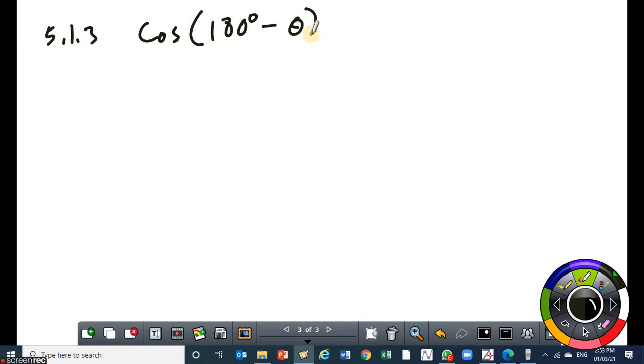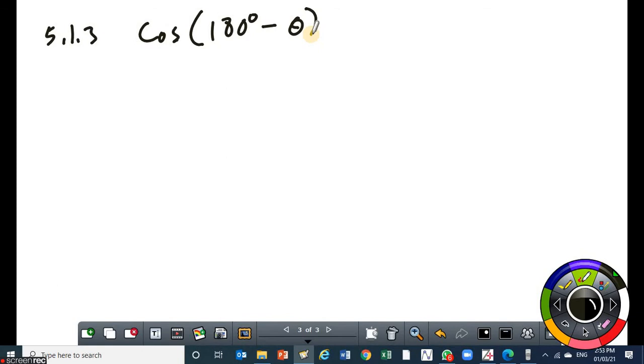Now, it's your responsibility as a learner to memorize the reduction formula. You are still young, your brain is still very fresh, and it is at its best.